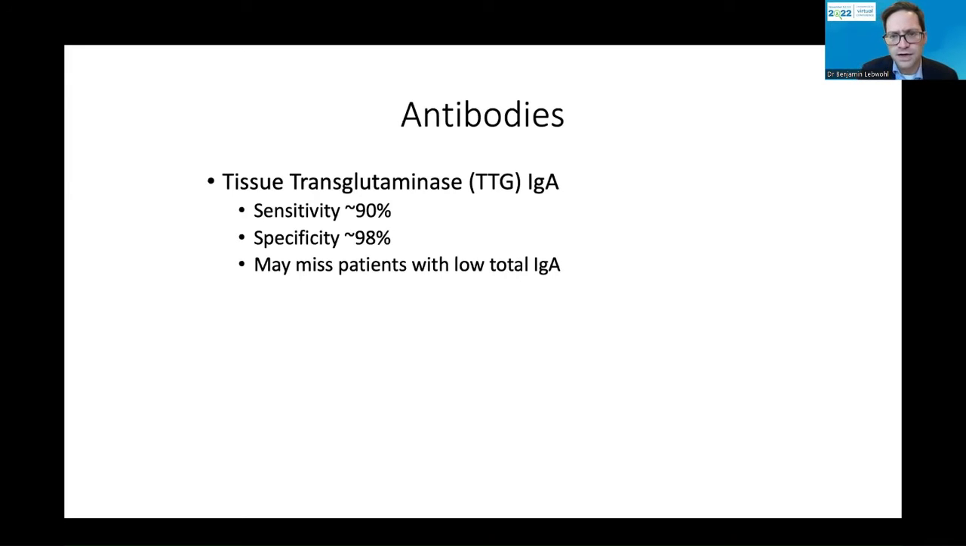I want to go over what exactly that means, because whenever we discuss performance characteristics or how good or accurate a test is, one often hears these terms, and they're thrown around in a way that sometimes allows us to skip over what really those implications are. In people who have a low total IgA level, this antibody test may miss such patients.